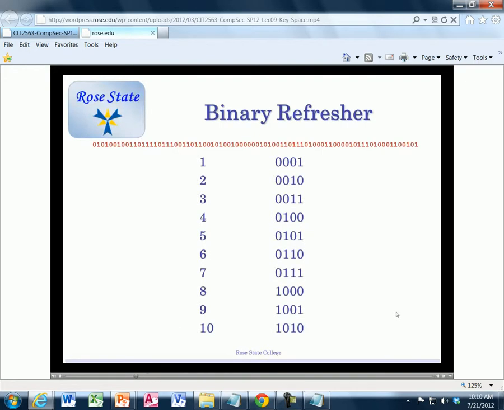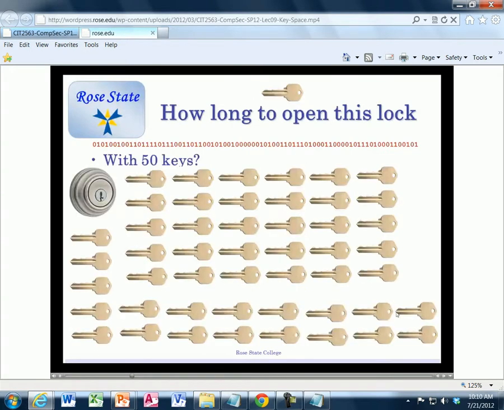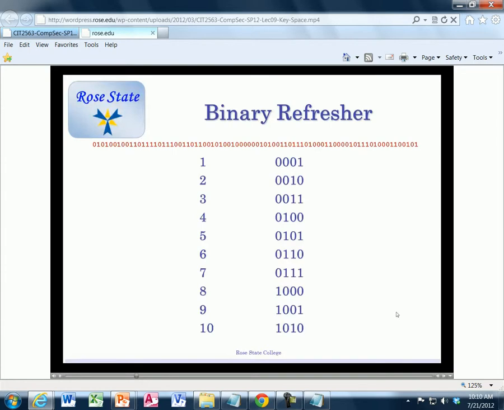So let's talk about binary real quick. What if I have 50 keys? You can see the more keys you have, or the bigger the key space, the harder it's going to be. All right, so let's talk about binary real quick.